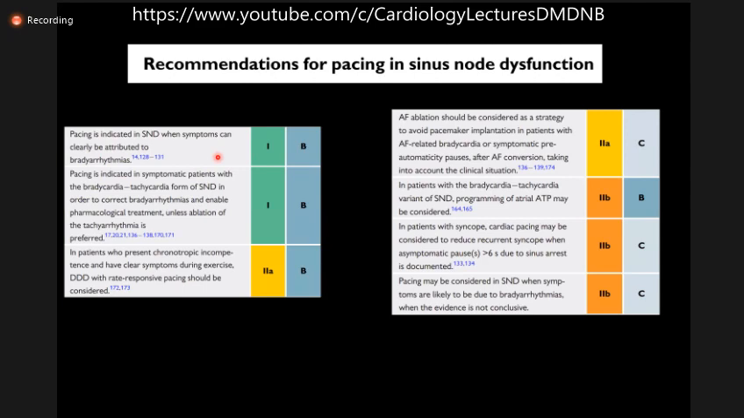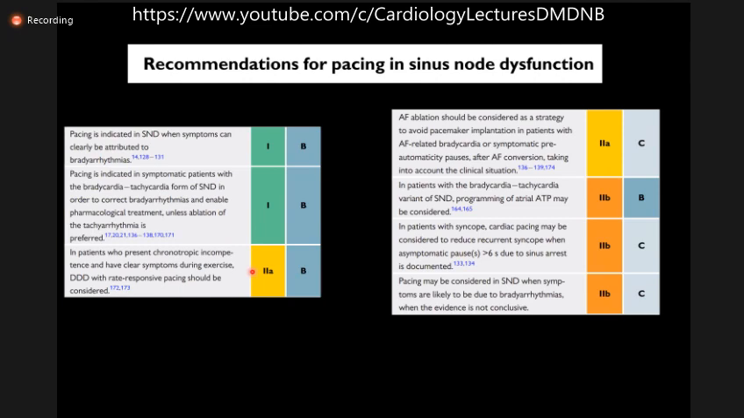And of course, pacing is definitely indicated in symptomatic patients with the tachybrady form, the subset of sinus node dysfunction. This is in order to correct the bradyarrhythmias in terms of pacing. And of course, this is also to enable us to initiate pharmacological therapy for the tachy half of the syndrome. Of course, the option of ablation of the tachyarrhythmic subset or half is always present.